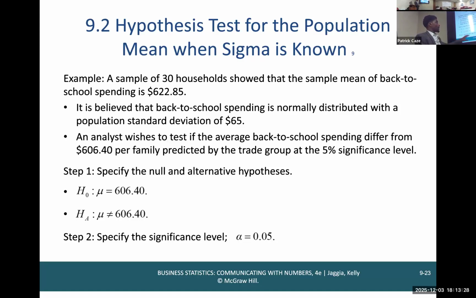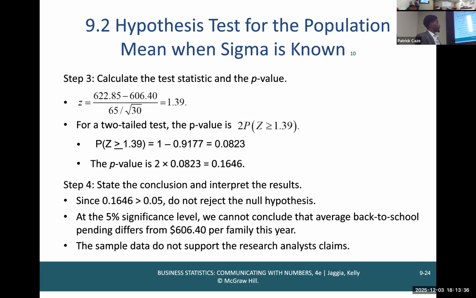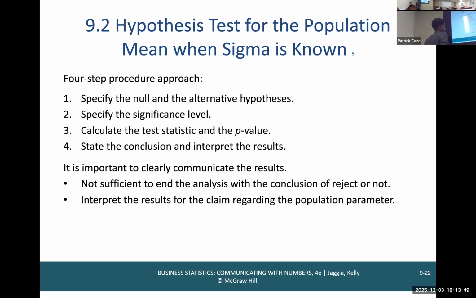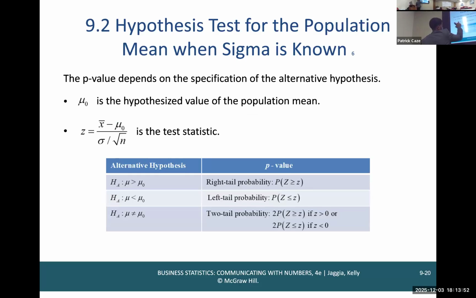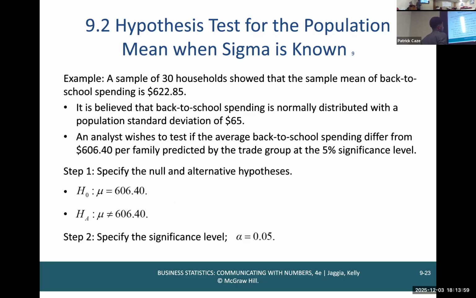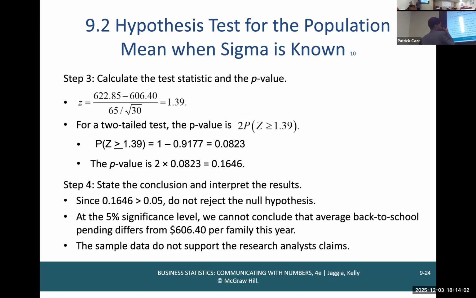Okay. We're going to specify the significance level at 0.05, okay, as indicated up there, right? 5%. Okay. And then we use our test statistic and the p-value, right? So we calculate the test statistic, right? Z equals, where we get 622.85, right up here, okay? That's where we got it from, right? And if you go back to the formula here, all right, that is our sample mean, okay? So the sample mean, 622.85, okay, minus 606.40, which is the null hypothesis, right?